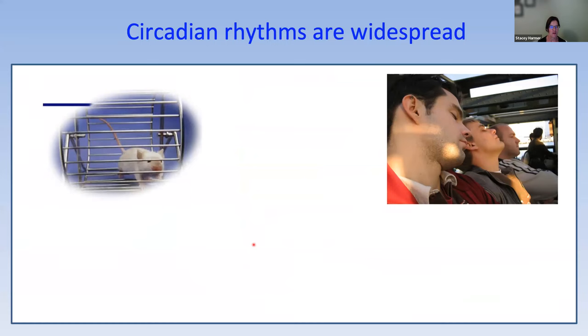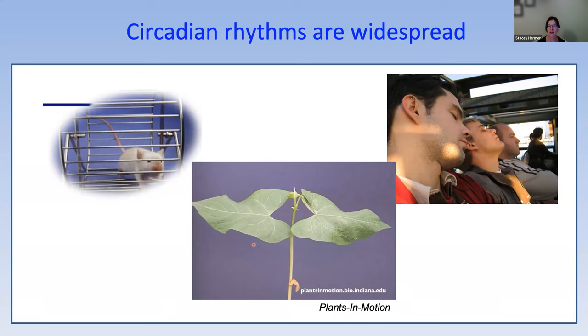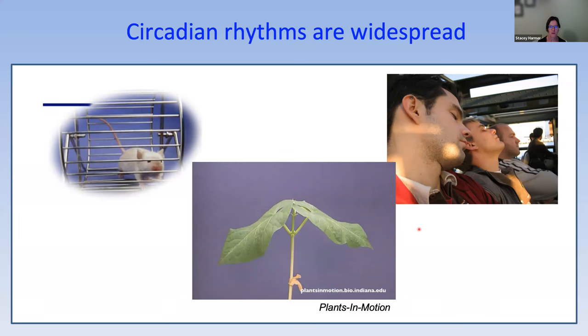And this is a movie from the Plants in Motion website, which I highly recommend to all of you, showing a 24-hour rhythm in a plant, which is leaf movement rhythms. Even though this is plants in constant light and temperature, it's showing these 24-hour rhythms. In fact, this was the first circadian rhythm that people observed in plants. And in the hundreds of years since that first recorded observation, people have been fascinated by understanding what's going on with this circadian clock, this internal timer.